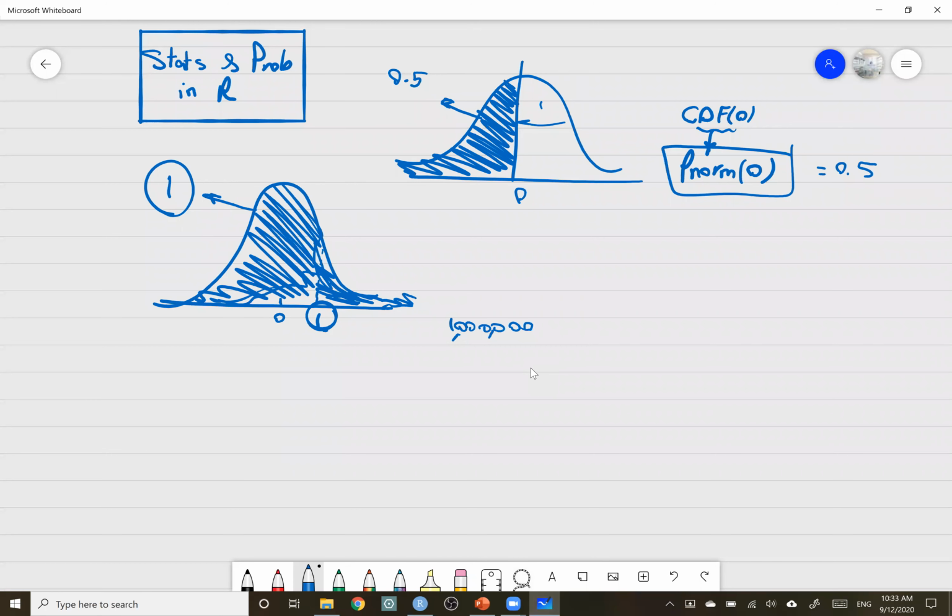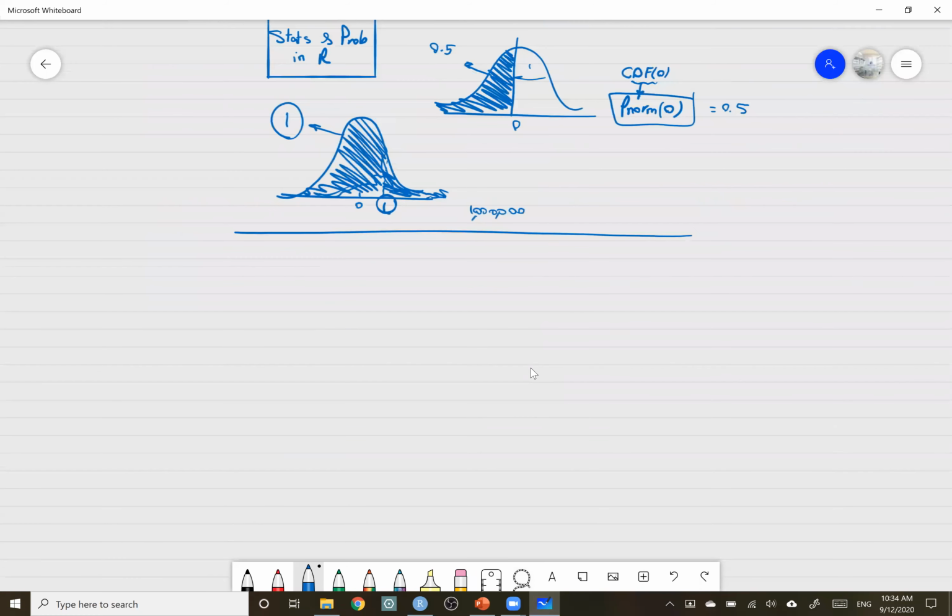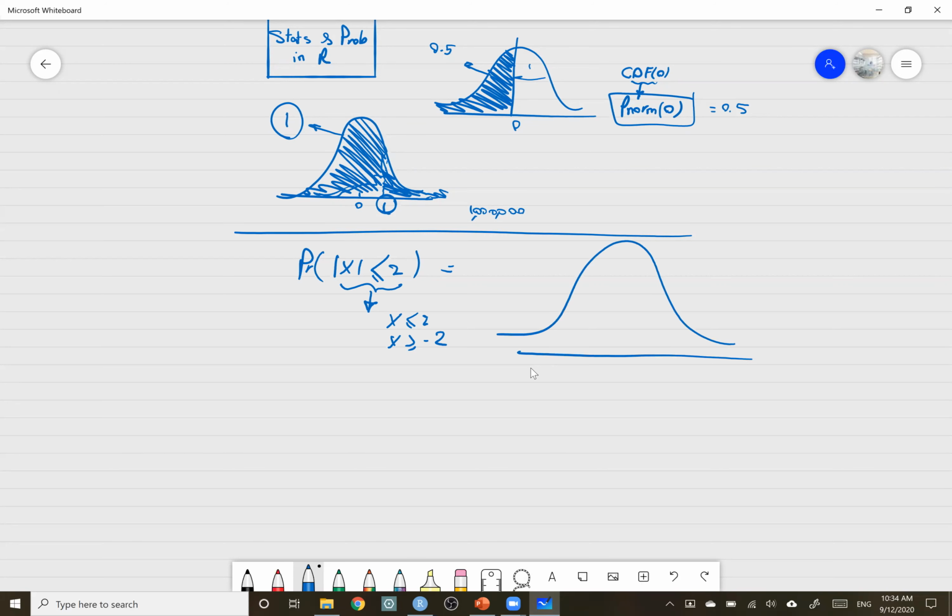All right, so let's say the question of interest is, by the way, you see something very similar in your homework. We want to see what is the probability that your random variable's absolute value is less than or equal to 2. So how can I open up this one? This is equivalent to x less than or equal to 2 and x greater than or equal to -2. So if you're interested in this, I have 2 here, I have -2 here.